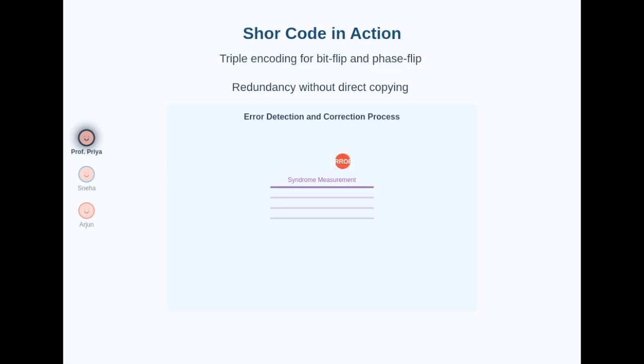Here's the clever part. Shor's code first protects against bit flip errors by encoding into 3 qubits. Then it protects against phase flip errors by encoding each of those into 3 more qubits. 9 total!